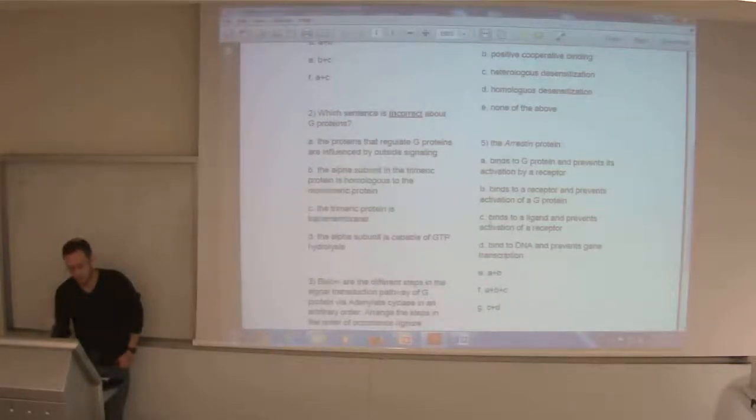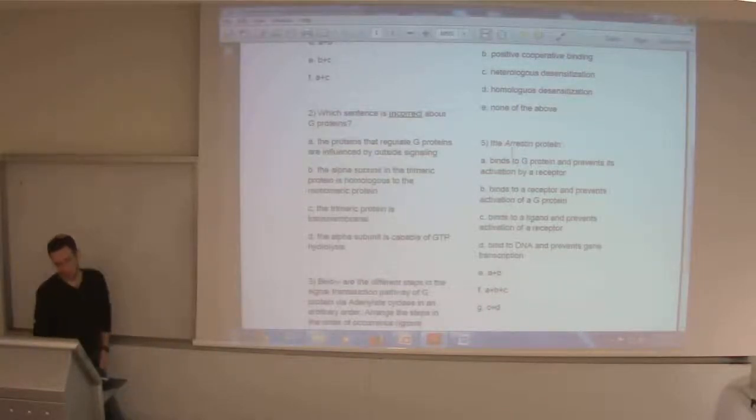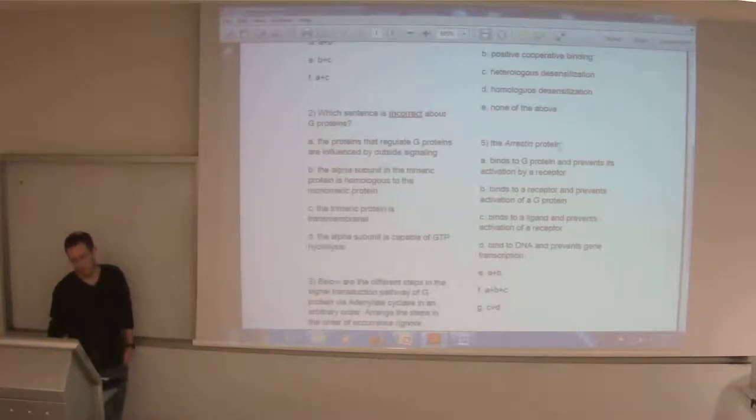Okay, so let's try to recall who arrestin is by going over this section. A: arrestin binds to G protein and prevents its activation by a receptor. Let's focus on the first part. Arrestin binds to G protein. You need to try to remember if it's correct. To which component in the cascade we mentioned does arrestin bind?